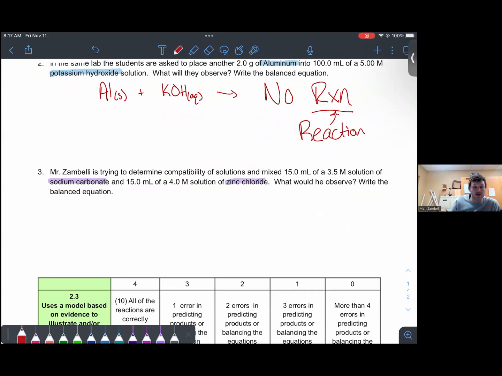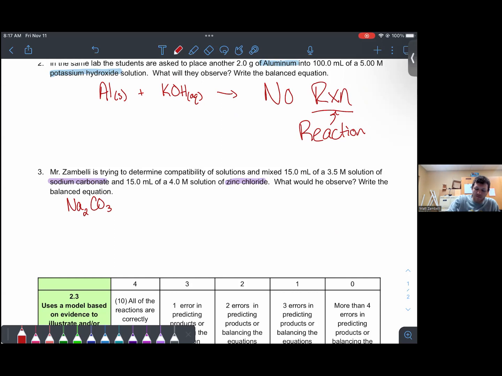So we got to write out these two reactants. All right, so we have sodium carbonate, and sodium is Na. Carbonate is CO3. Sodium has a +1 charge, and carbonate has a -2 charge. So it's going to be Na2CO3.